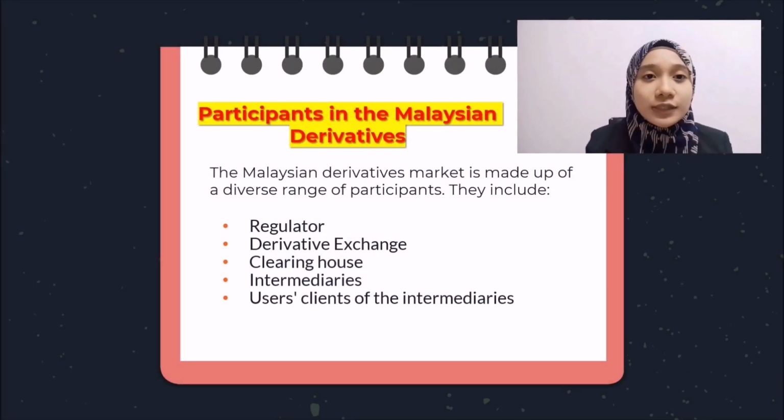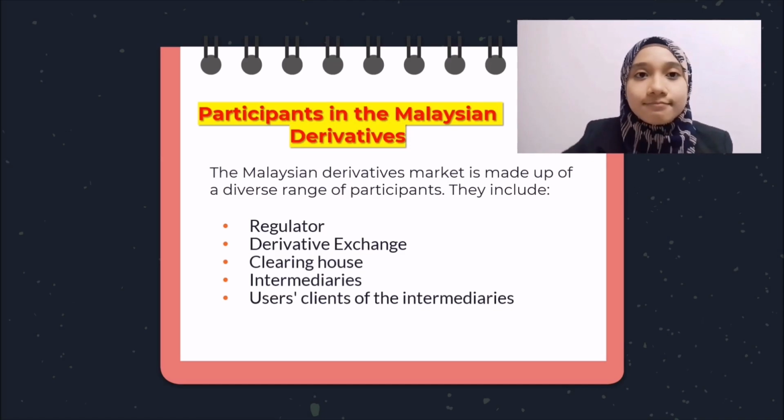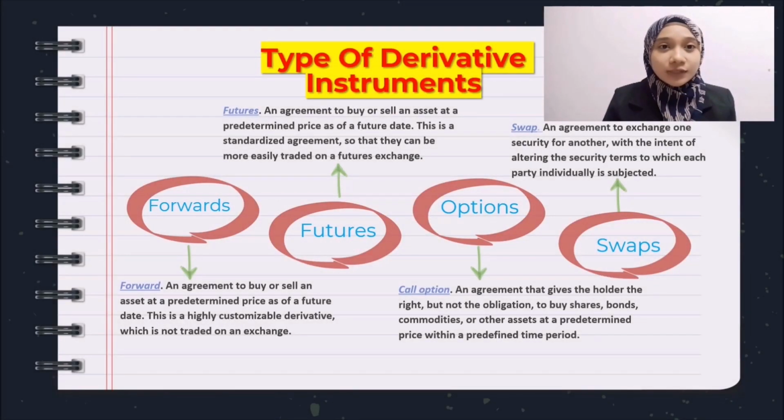Proceed to the participants in the Malaysian derivatives market. The Malaysian derivatives market is made up of a diverse range of participants. This includes the regulator, derivatives exchange, clearing house, intermediaries, users, and clients of the intermediaries. So we proceed to the types of instrument, which are forward, future, option, and swap.